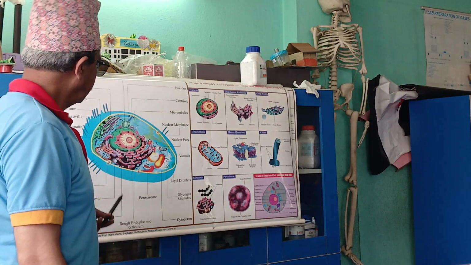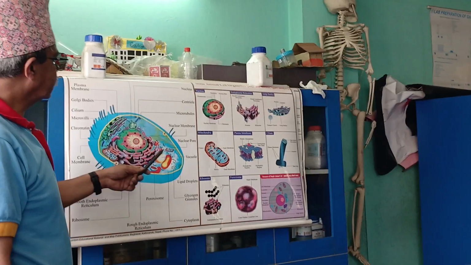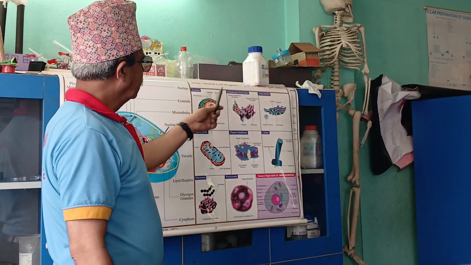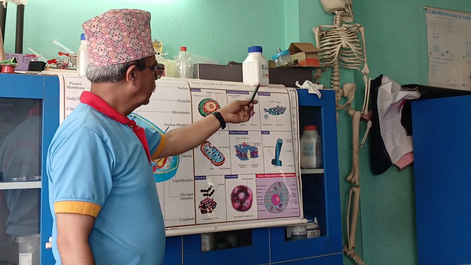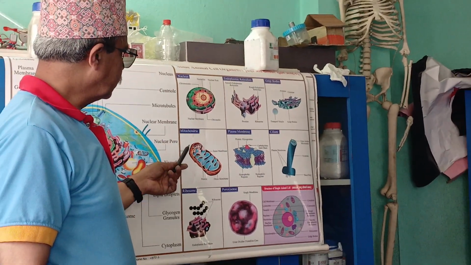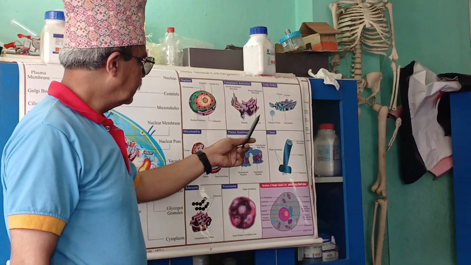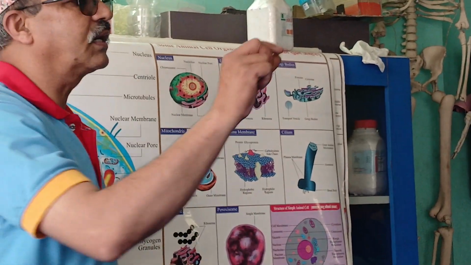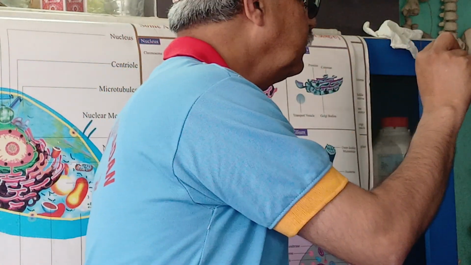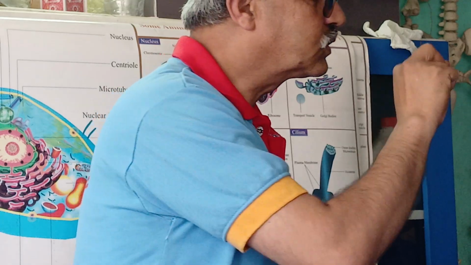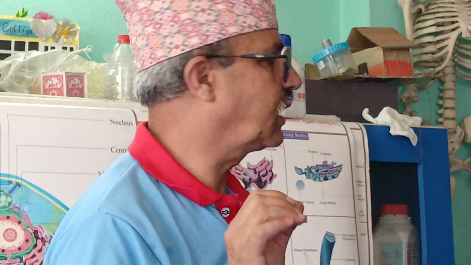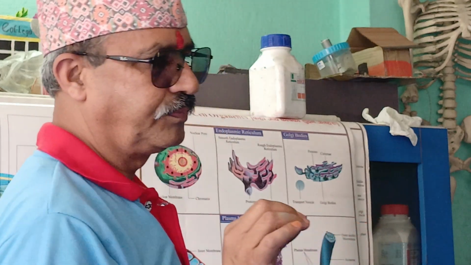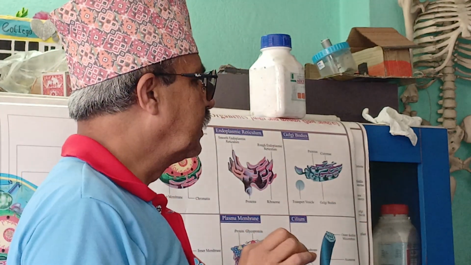What are the different parts of an animal cell? Nucleus, endoplasmic reticulum, Golgi body, mitochondria, plasma membrane, cilium. Cilium is a kind of thread-like structure due to which some animals can move. Some organisms can move, like paramecium, which contains cilia.